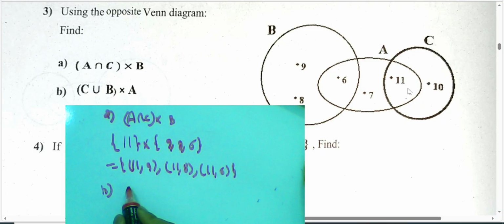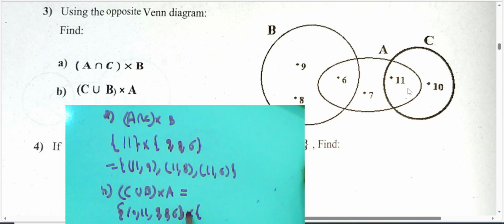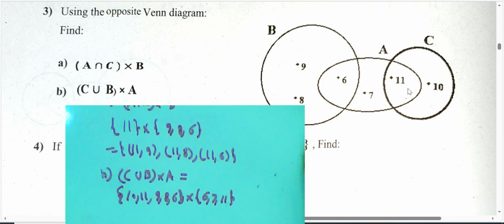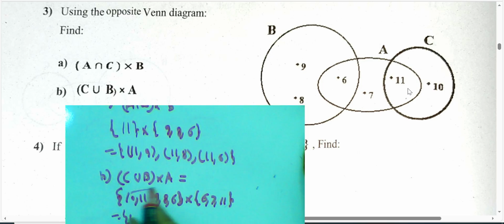Letter B. We want to find C union B Cartesian product with A. C union B, write all elements in C and B. 10 and 11 in C, and B: 9, 8, 6. Cartesian product with A. A was 6, 7, 11. You can complete to find the ordered pairs: 10 with 6, and 10 with 7, 10 with 11, and so on. Okay.